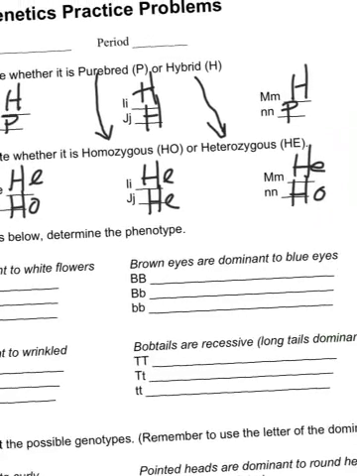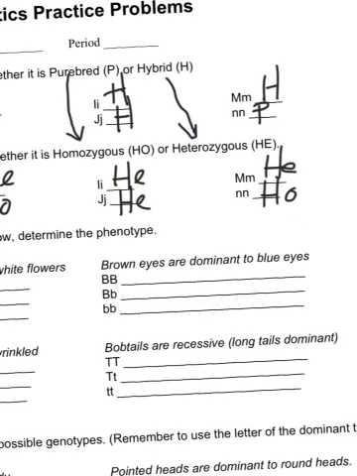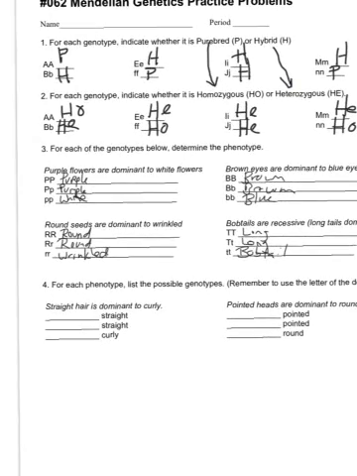Move over here to the other ones. This pattern should start to look familiar. We are dominant brown, and then recessive blue. Bobtails or short tails are recessive, long tails are dominant. So long tail, and a bobtail. Alright, what do we have next?